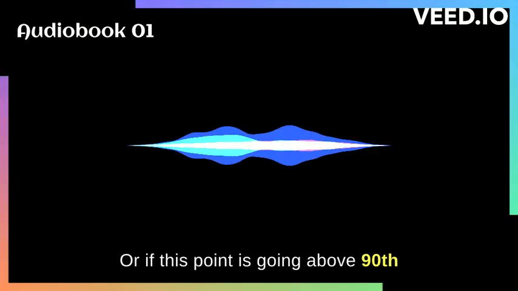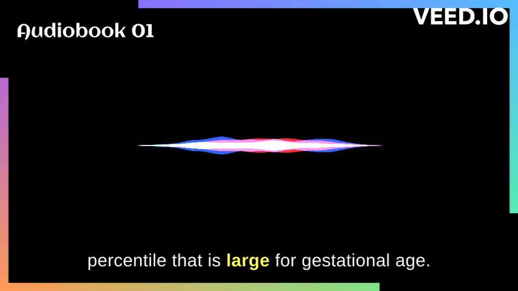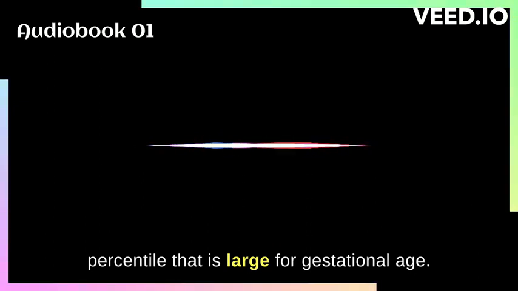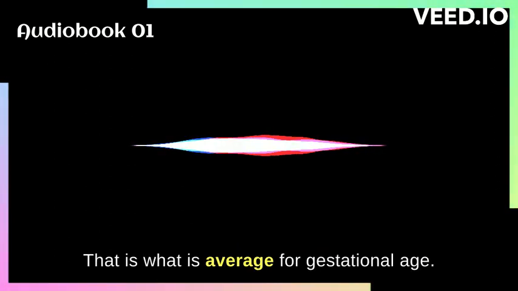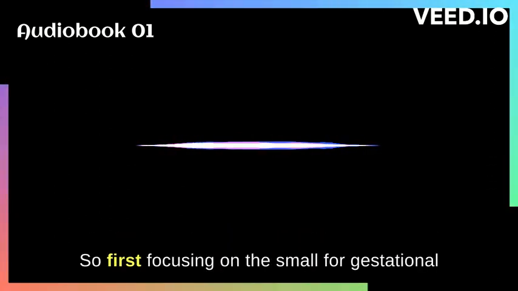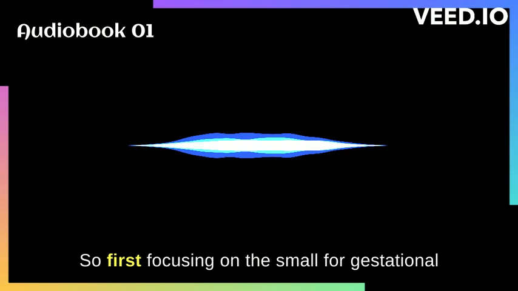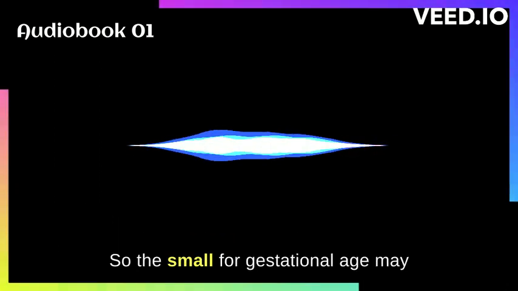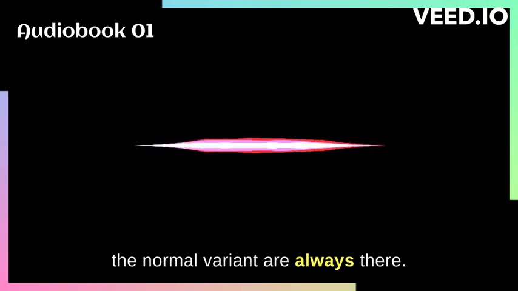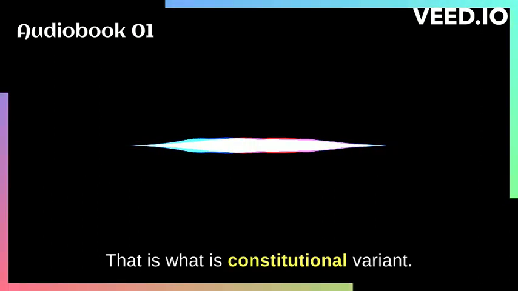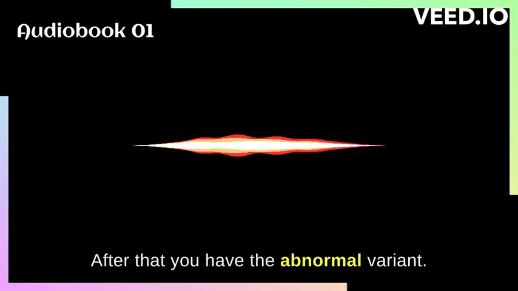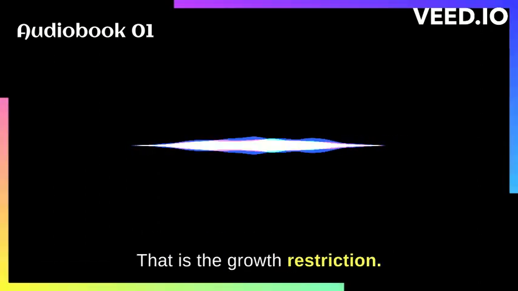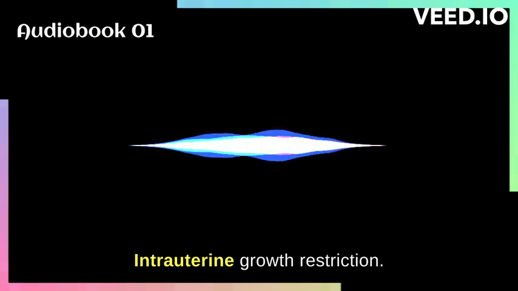If the point goes above the 90th percentile, that is large for gestational age. If it is in between, between the 10th and 90th, that is average for gestational age. First focusing on small for gestational age for 2 minutes only. In small for gestational age, the normal variant is always there, that is the constitutional variant, which is more common. After that, you have the abnormal variant, that is IUGR, intrauterine growth restriction.